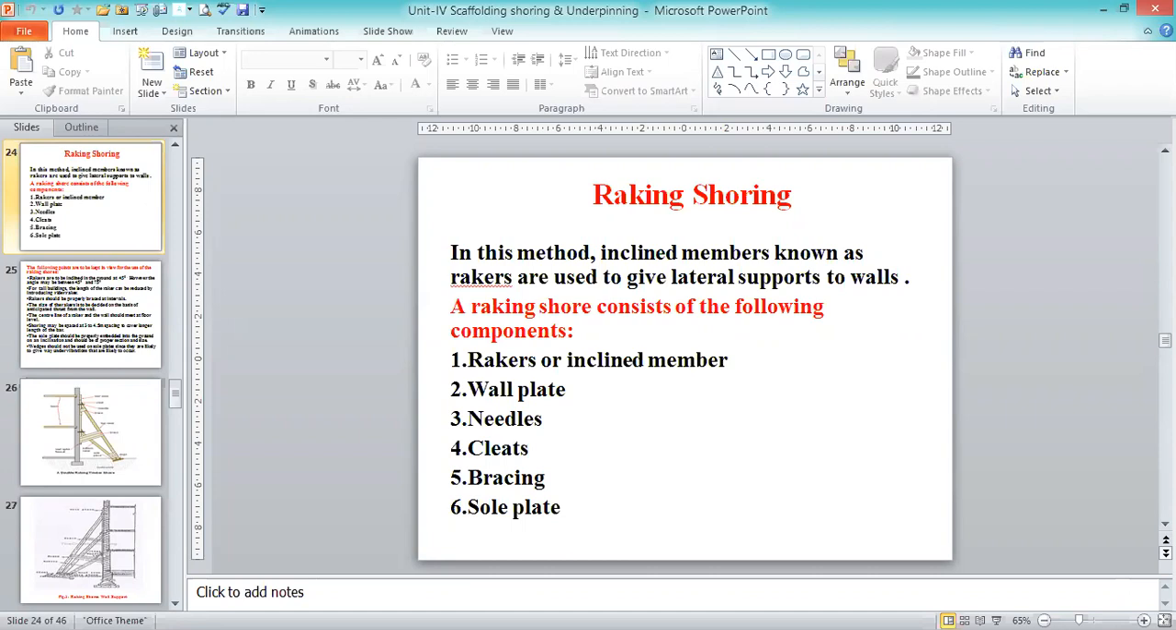A racking shore consists of the following components. Rackers are inclined members, the wall plate is the vertical member, needles are inserted into the wall, cleats are the supports, and bracing means horizontal members are provided. I will show in the diagram what these component parts are. The sole plate is the bottommost, to give support and to fix, and rigidity is provided by the sole plate itself.